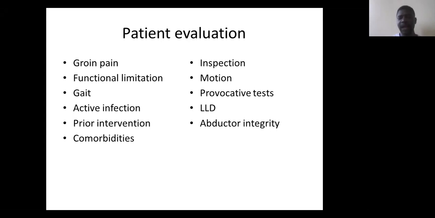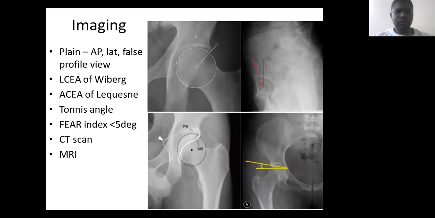So to conclude the diagnosis, we need radiographs to take a look at the hip. So the series will be an AP of the pelvis, or a true AP of the hip, lateral and the false profile view. So this helps us in making a diagnosis of DDH.